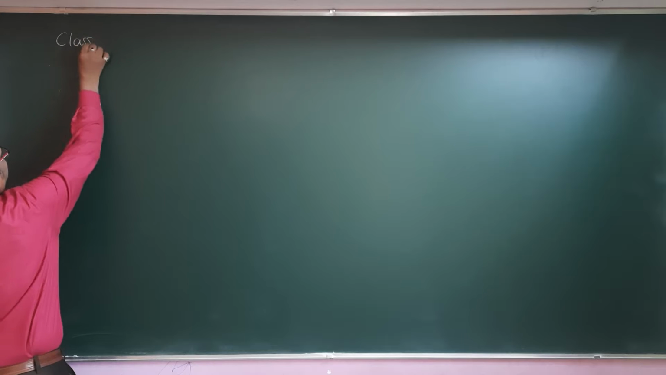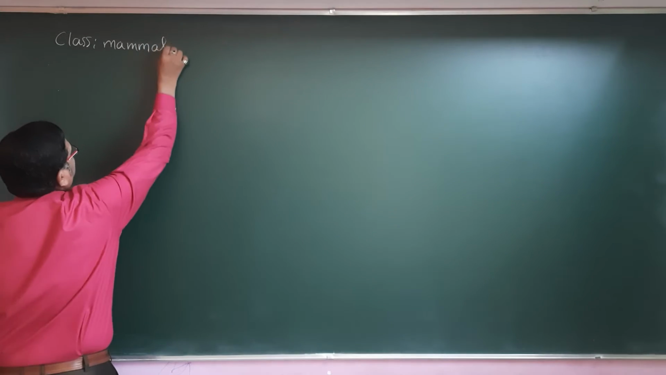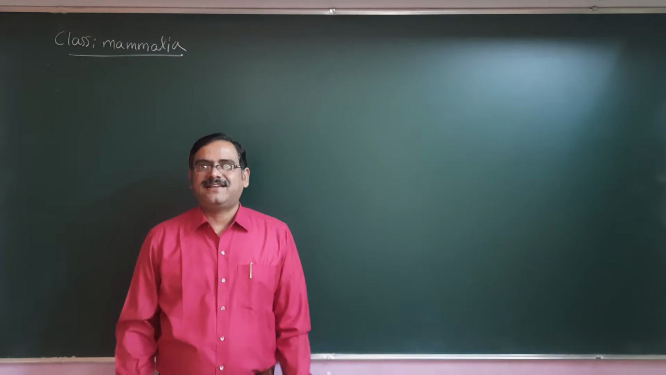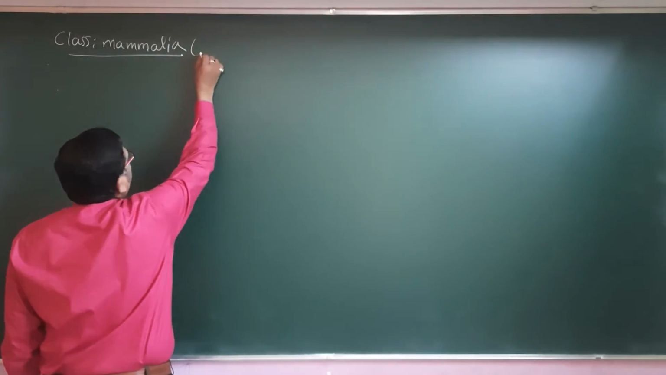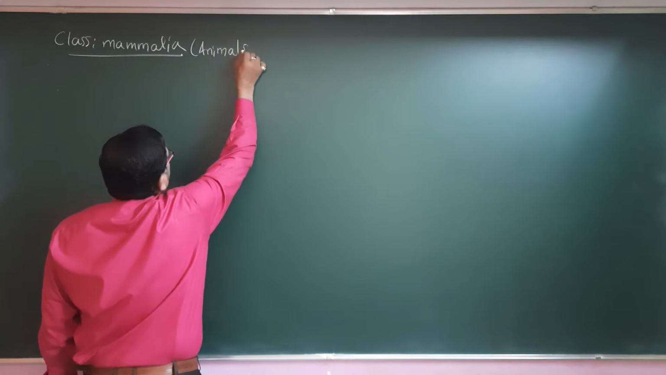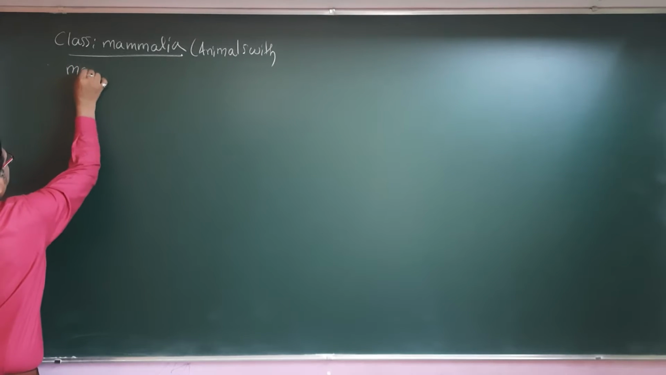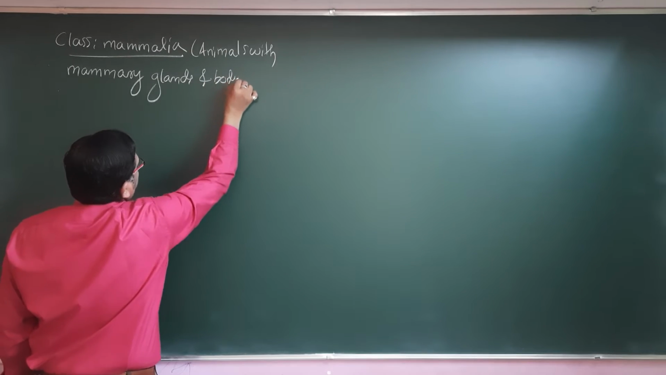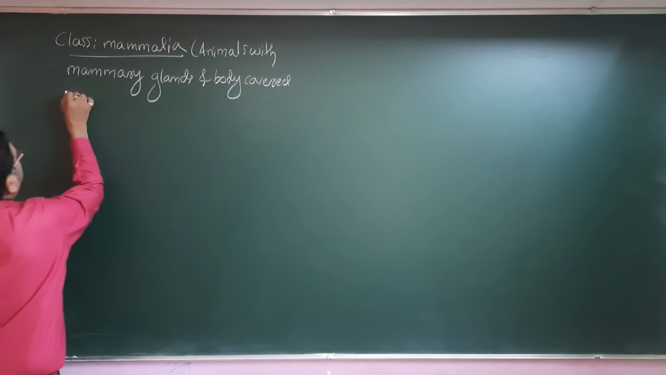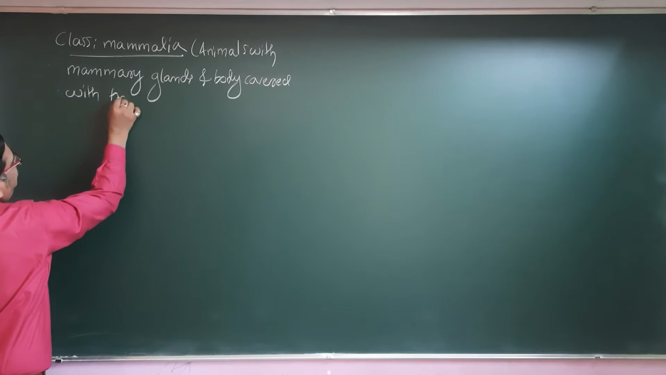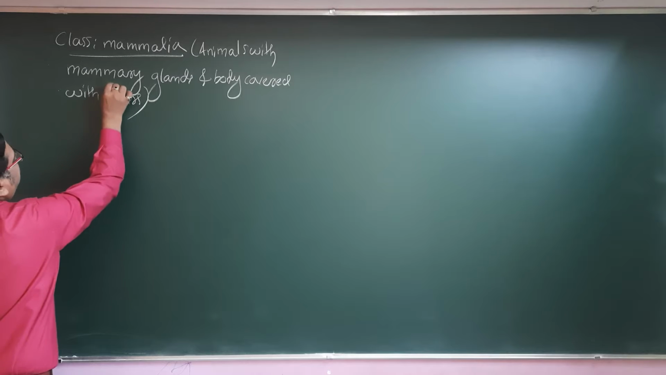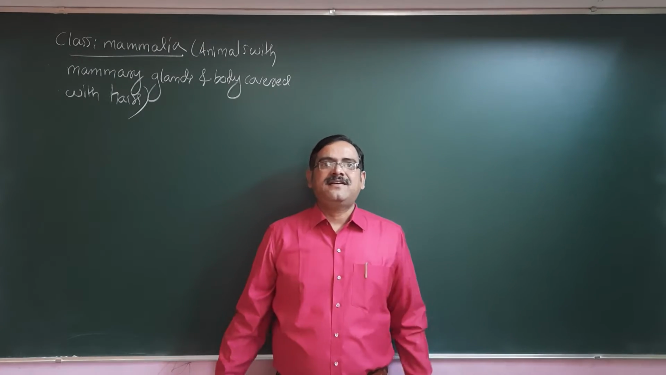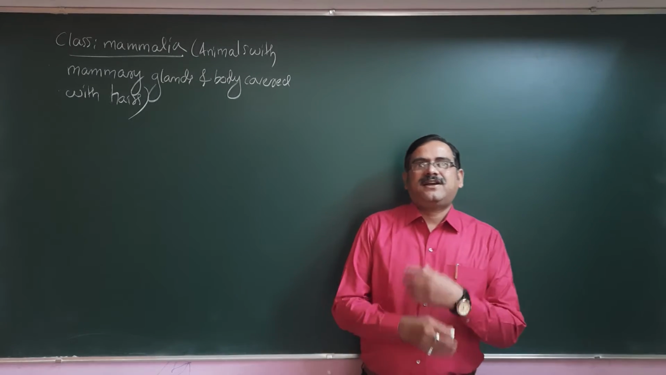So let us go ahead with the class Mammalia. Why is this called class Mammalia? Class Mammalia refers to animals with mammary glands and body covered with hairs. So such animals all come under class Mammalia. We need to understand this. As the name indicates, animals with mammary glands as well as the entire body covered with hairs.